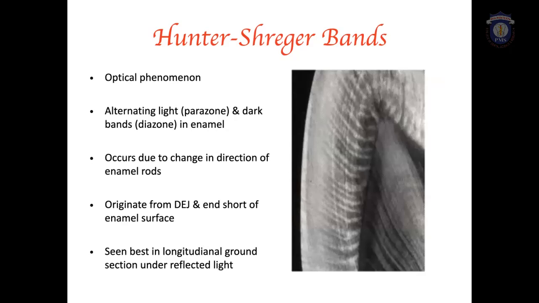It occurs due to the change in direction of enamel rods. Because of the change in direction of enamel rods, when you take a longitudinal section and look under reflected light, you will see an optical phenomenon like black and white lines. Now, these originate from the DEJ, and they end a little short of the surface of the enamel. It will not extend till the outermost surface, as you see in the picture. It is best seen under reflected light. So the Hunter-Schreger band is alternating light and dark bands, an optical phenomenon, where the light bands are called parazones and the dark bands are called diazones.